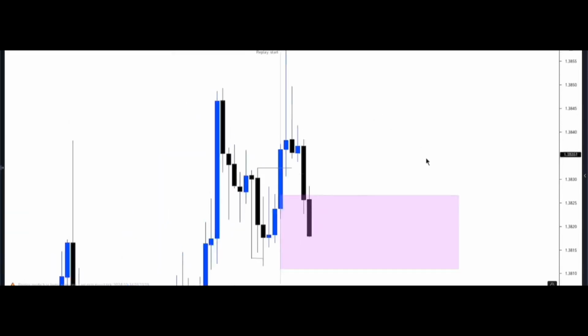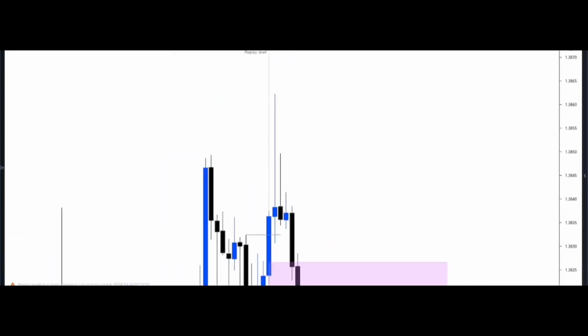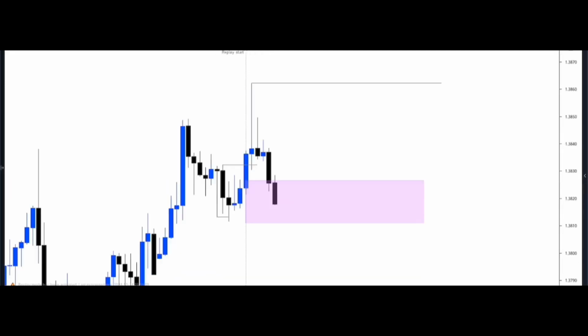Okay, so price has come into this zone now. So what do we do? Before we go to the lower time frame, let's identify our target. This is going to be your target. After this, you can now move your stop loss to break even and begin to trail your stops. So now we can get back to the 15M.